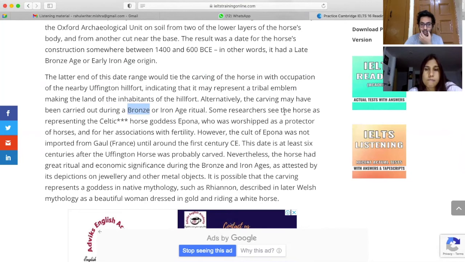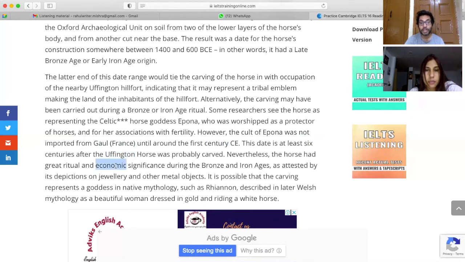Some researchers think that the horse is representing the Celtic horse goddess Epona. There was a time when Epona was considered a horse goddess. She was worshipped as a protector of horses. But this story of Epona was not taken from France. France was known as Gaul during the first century. This date is at least 6 centuries after the Uffington horse was carved.